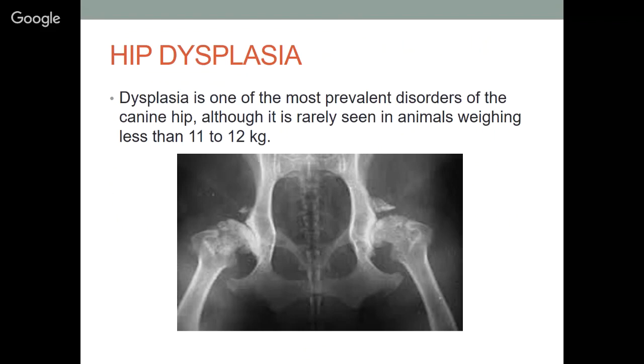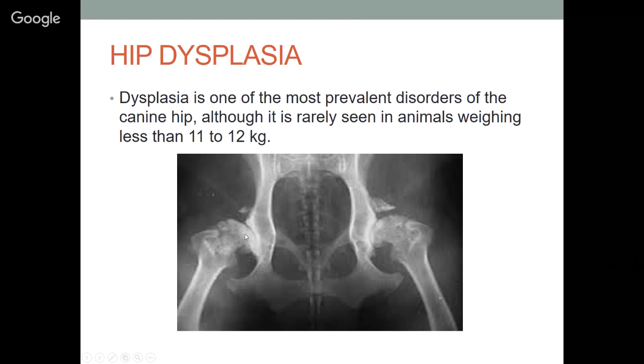Hip dysplasia is one of the most prevalent disorders of the canine hip, and although it is rarely seen in animals that weigh less than 11 to 12 kilograms, we see it in larger animals. This is severe hip dysplasia. Here is the acetabulum of the pelvis on both sides and the head of the femur. The acetabulum should be deeper, and the head of the femur should fit nicely as a ball going into a socket, and it doesn't do that.